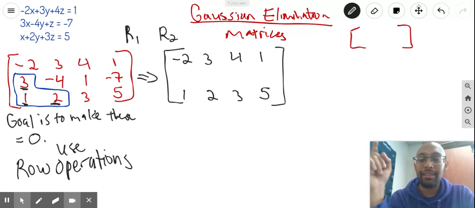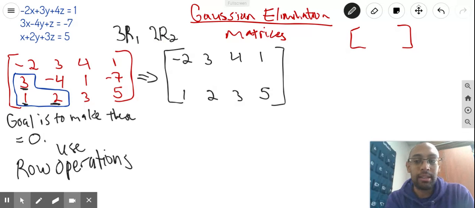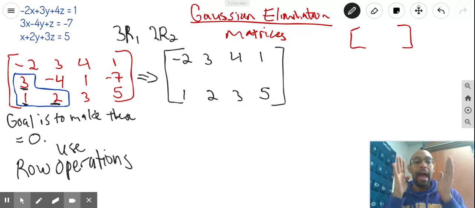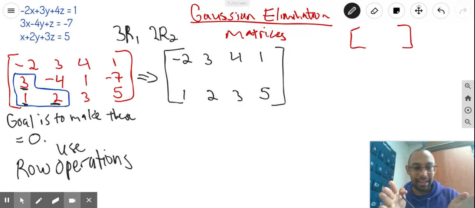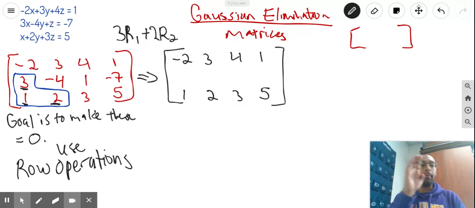How do you get 6? If I take the value -2 in row 1 and multiply it by 3, 3 times -2 is -6. If I take the value in the first location of row 2, which is 3, and multiply it by 2, 2 times 3 is 6. Now I have -6 and +6. How do I get 0 from that? I do -6 plus 6. So my row operation here is to take every number in row 1.